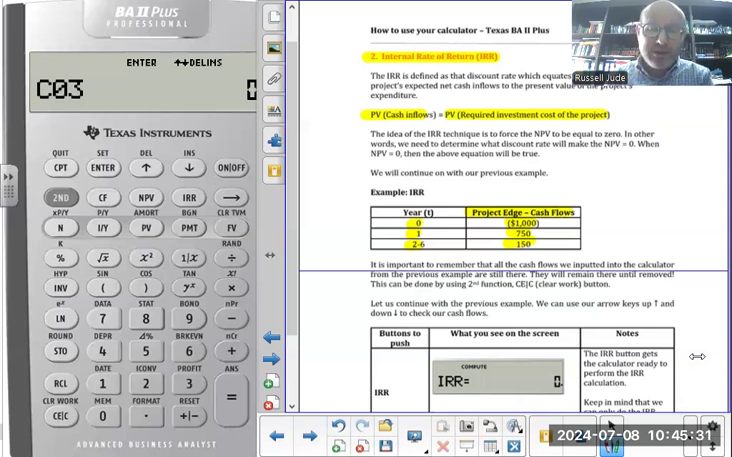Those cash flows, once inputted, are almost put there forever until you get rid of them. How do you get rid of them? I'm not going to do that with you now because I want them in, but you push the buttons second function CE, second function CE, which clears all your work and clears all your memory banks.